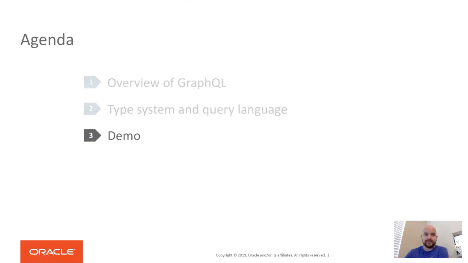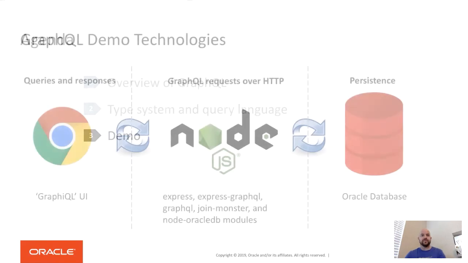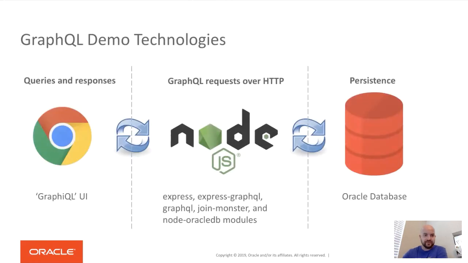All right, let's do a quick demo. The demo I'm going to do uses these technologies. In the front end, I have GraphiQL. This is just a user interface for playing with GraphQL that's included with the reference implementation provided by Facebook. And then in the mid-tier, I'm using Express GraphQL, that reference implementation. I'm using Join Monster, which I'll explain in a little bit. And then, of course, node-oracledb to execute our queries against the Oracle database, which we're using for persistence.